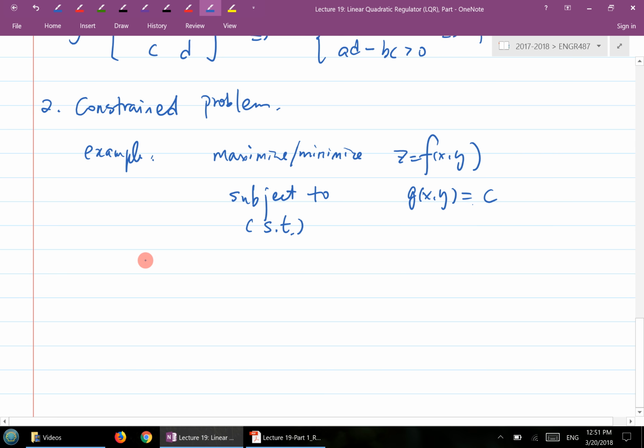Let's say, for example... I don't think we need an example here, but okay, I'll write one down. Here is my function f of x, y, subject to g of x, y equal to xy equal to 3.